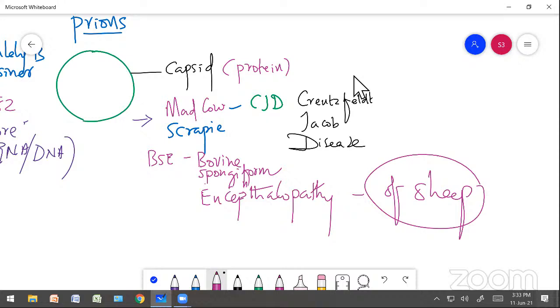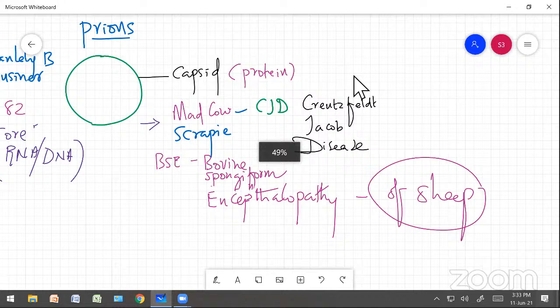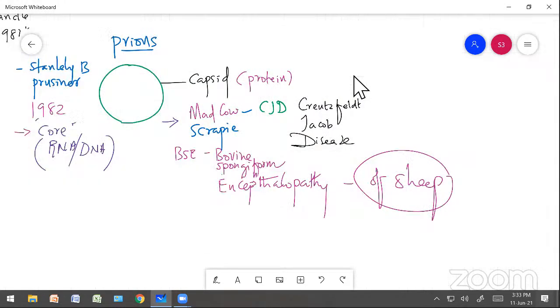And repeat it again. Prion was first discovered by Stanley Prusiner in the year 1982. It possesses only a capsid without a core, or nucleic acid. DNA or RNA is totally absent. Only protein sources only. It is able to cause two types of disease: mad cow disease and scrapie disease. Mad cow disease, also known as CJD, and scrapie disease, also known as BSE, bovine spongiform encephalopathy. Sheep disease, right?